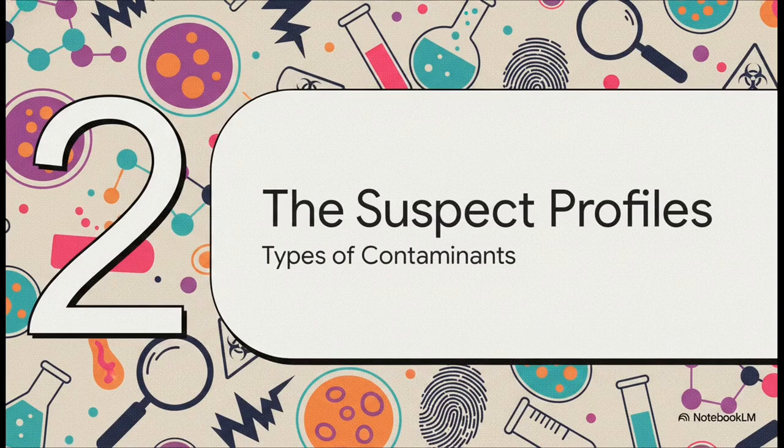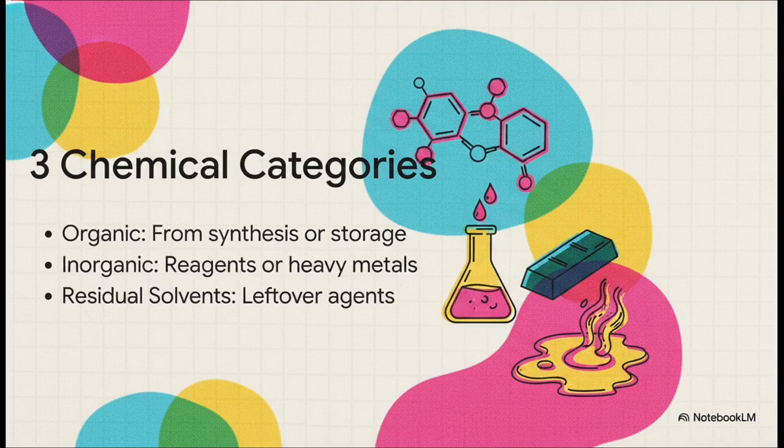Moving right along to Section 2, the suspect profiles, types of drug contaminants. So the crucial takeaway here is that these intruders chemically fall into 3 main categories. First up, we've got organic impurities. These are incredibly tricky because they're super hard to detect during the synthesis process. They often sneak in right from the raw materials or just randomly develop later during storage.